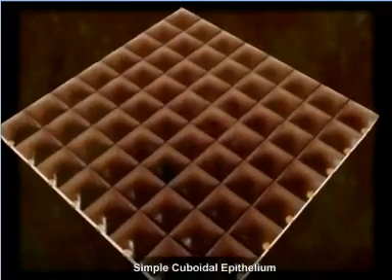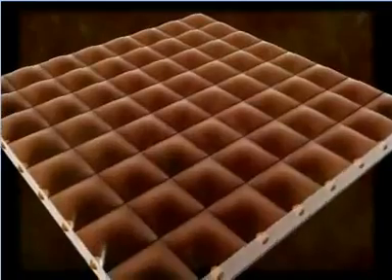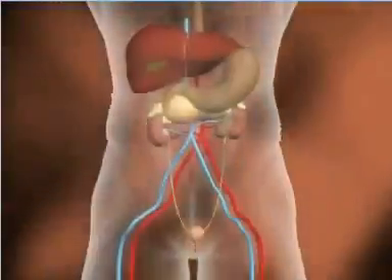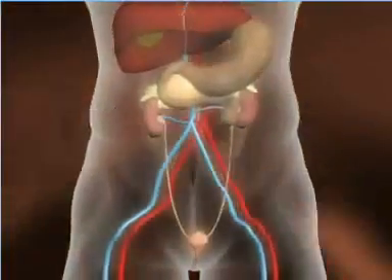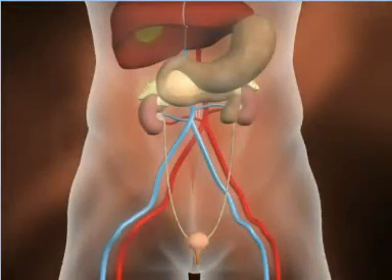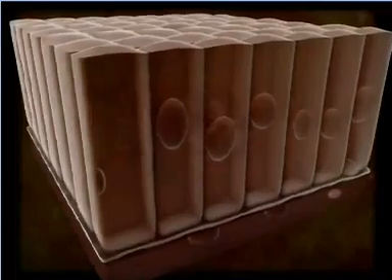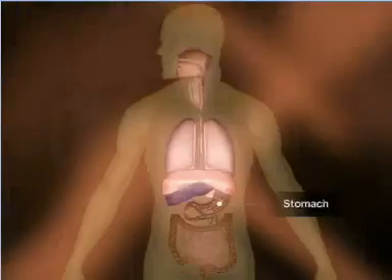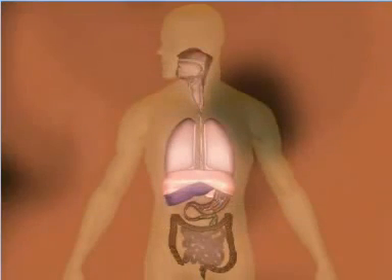The cells of the simple cuboidal epithelium are cuboidal or square-shaped with a centrally located spherical nucleus. This epithelium is found in the lining of the kidney tubules and in the ducts of glands. The epithelium has a significant role in the process of absorption and secretion. The cells of the simple columnar epithelium are tall, elongated, and column-shaped with an elongated nucleus at the base of the cell. Stomach and intestine are some of the key organs lined by the simple columnar epithelium.